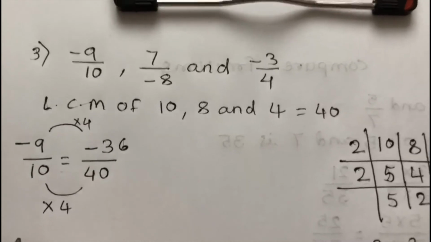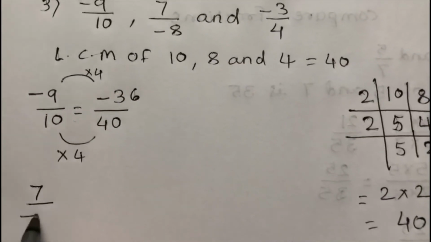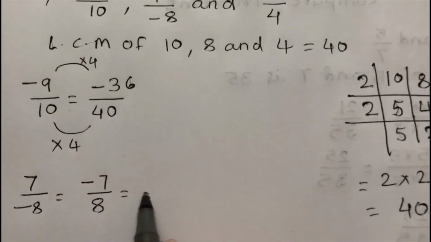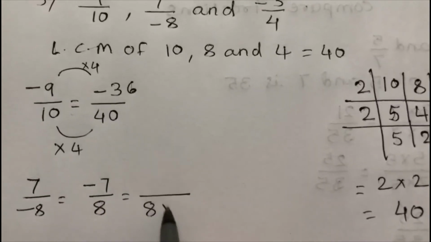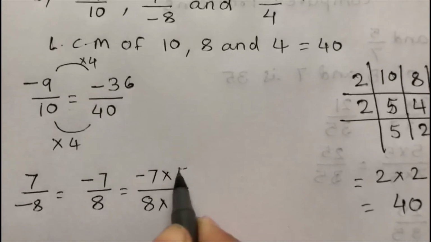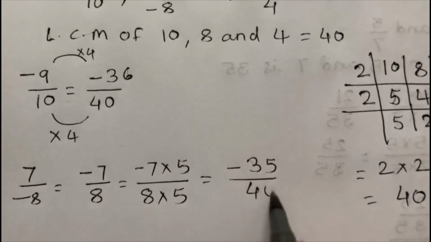Now the second fraction, I write the second fraction 7 by minus 8. That means minus 7 by 8. As we want the denominator as 40, I will multiply this 8 by 5 and this minus 7 by 5. So minus 35 by 40.